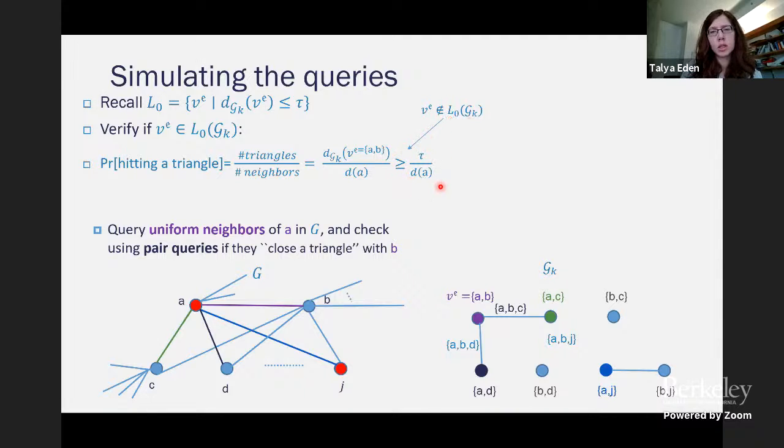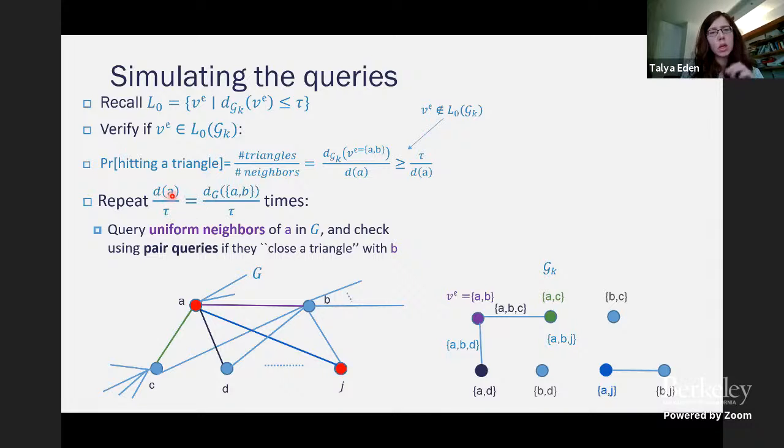This is my success probability. So if I repeat dA over tau times, I'll be able to verify, and I'll be able to succeed in seeing a triangle with high probability. If I don't see a triangle, then I know this does not hold, and it means that my vertex belongs to L0. So I just repeat dA over tau times this procedure of sampling uniform neighbors and checking if they form a triangle.